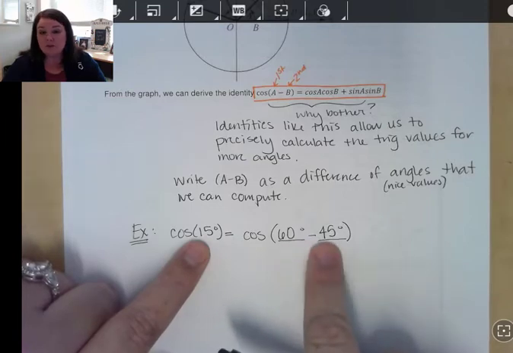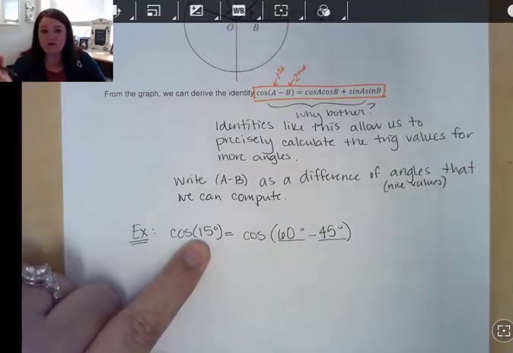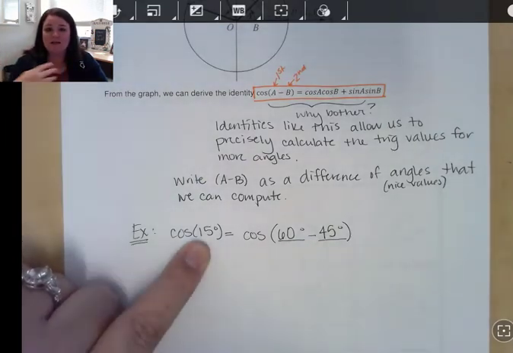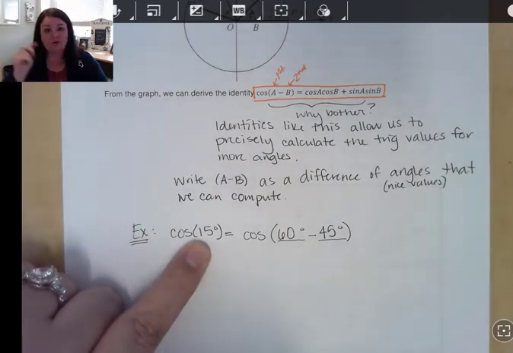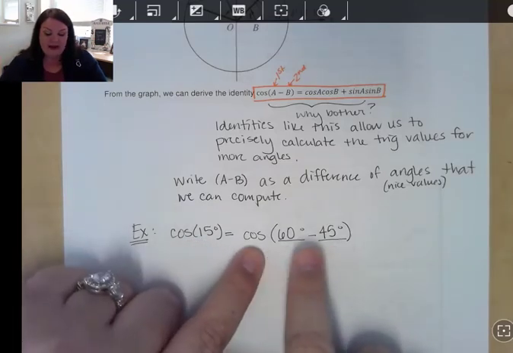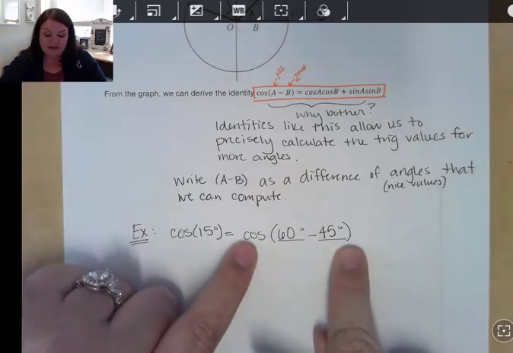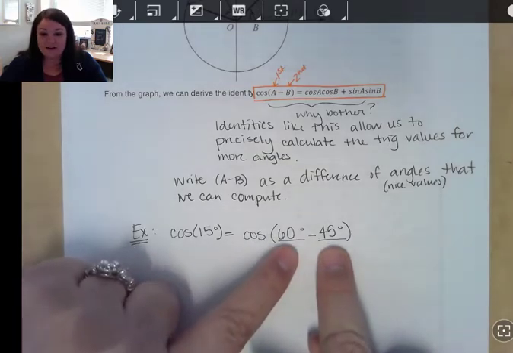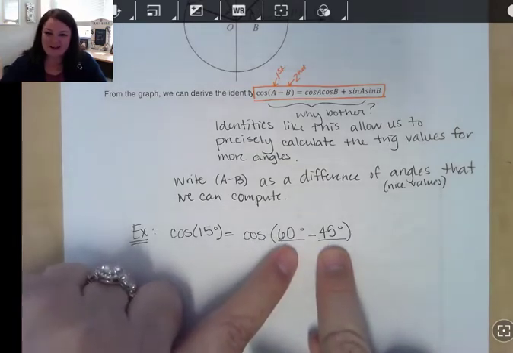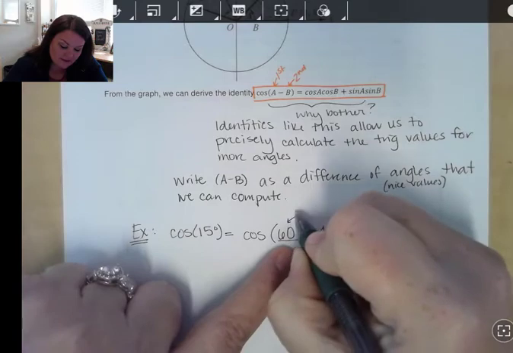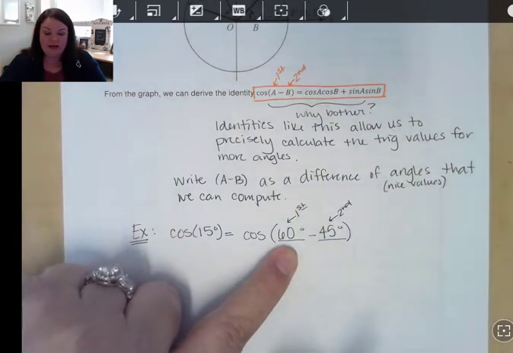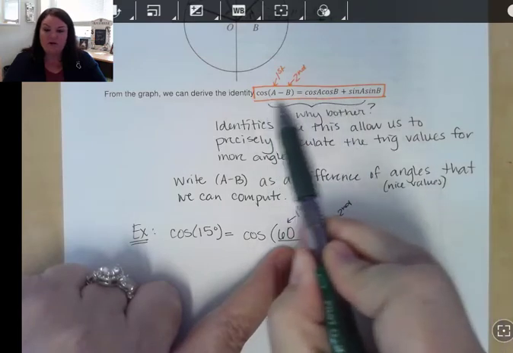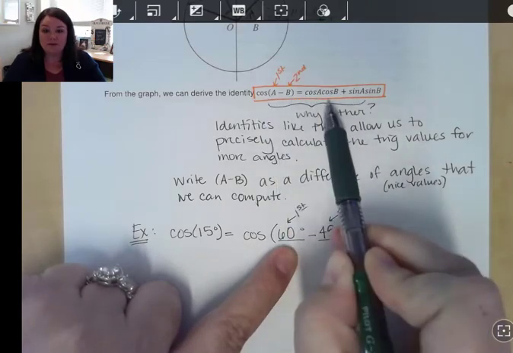We could also do it with 45 and 30. 45 degrees minus 30 gives us 15 degrees. So there are different ways to calculate this. When you're working through your homework, keep that in mind. Now that I've been able to write this as a difference of nice pretty angles, I'm going to think of this as my first angle and this as my second angle, and I'm just going to plug it into this new identity that we have.